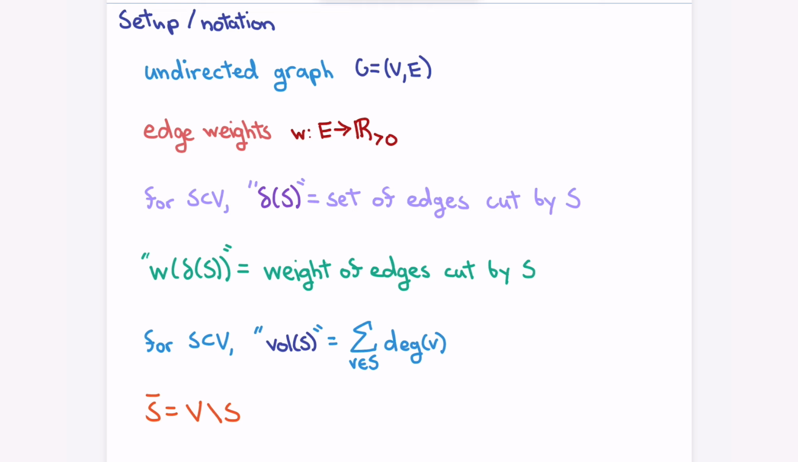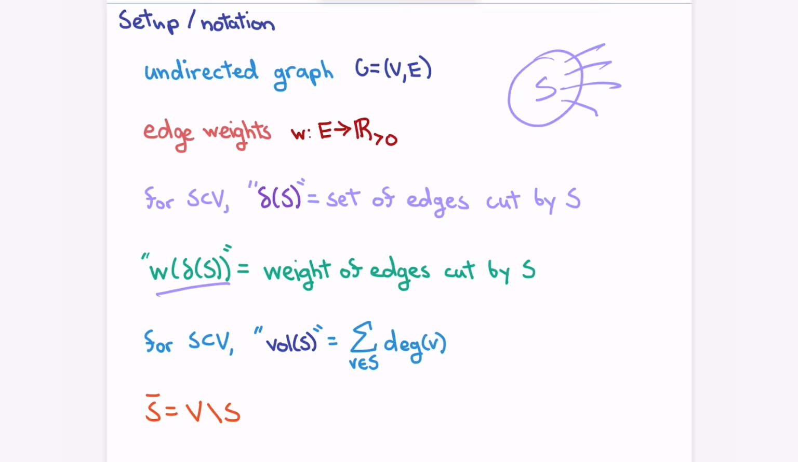Let me quickly go over some notation. Everything will be in an undirected graph. I'll use W for edge weights. I use delta S for the cut induced by a set of vertices S, the boundary. If I put W around that, it's the weight of a cut.